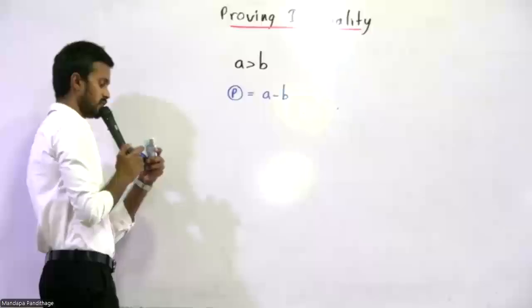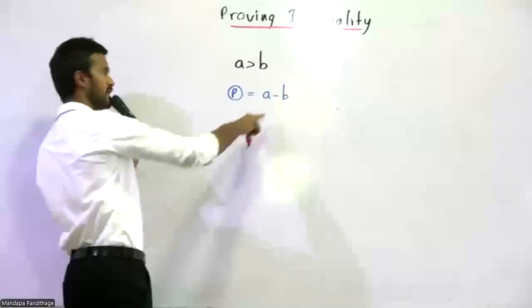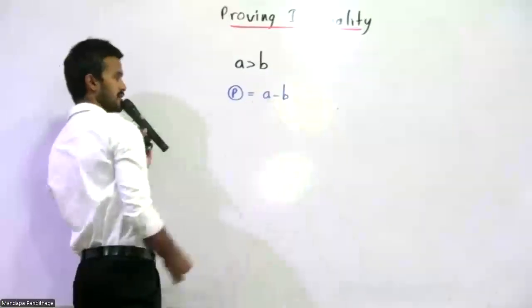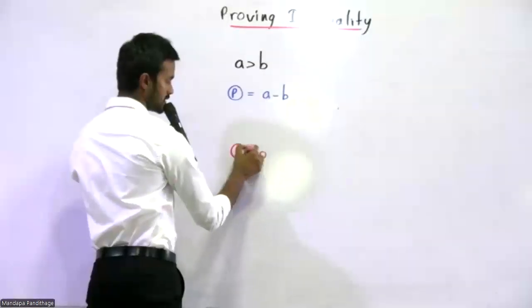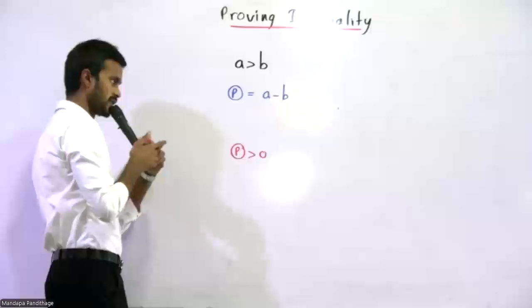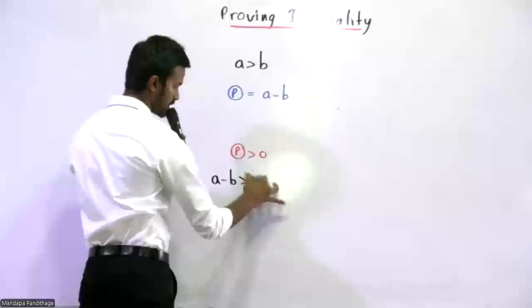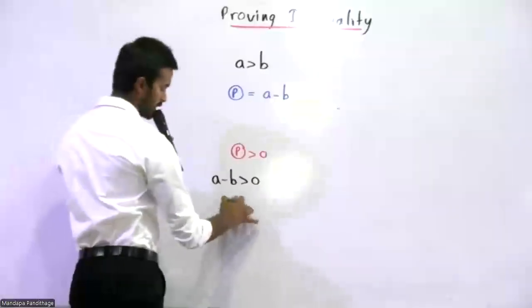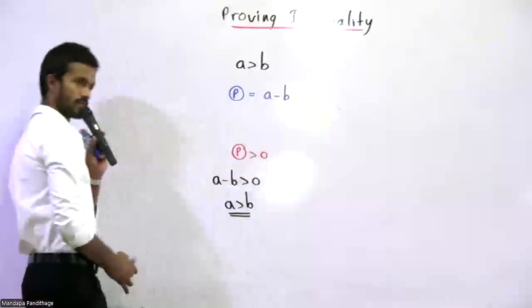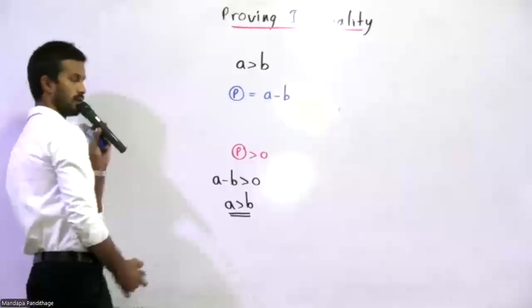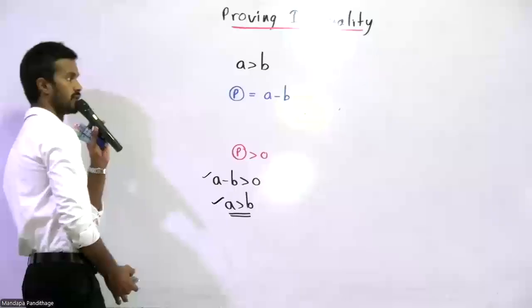And then what I have to do is somehow, after simplifying this expression, I need to show that P is greater than 0. Because if you can show that P is greater than 0, then A minus B is greater than 0, so I get A is greater than B. So this is the basic flow of how you can prove an inequality.